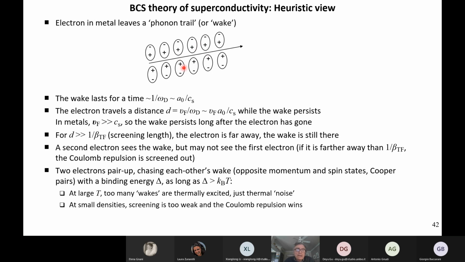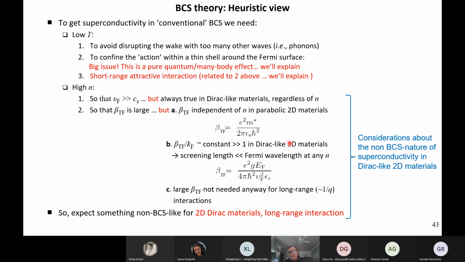Also, you need high density. That's why you need metals, because at small density, the screening length may be so long that the Coulomb repulsion between electron number 1 and electron number 2 will actually prevent the formation of this pair. So, as I said, I was interested in two-dimensional materials, so there are lots of considerations in these slides that have to deal with 2D materials where things are very different, actually. So it's a change of the BCS theory.